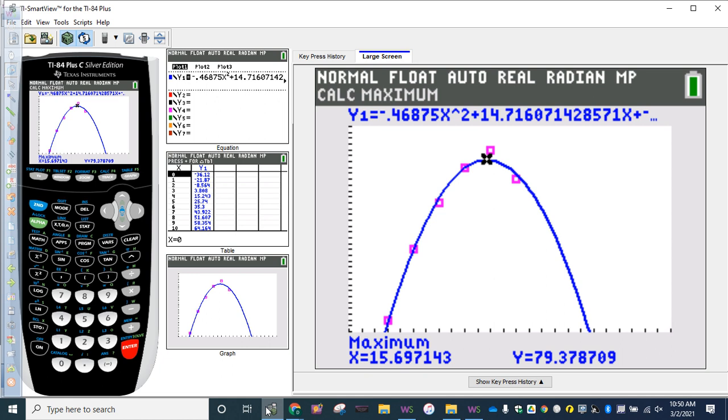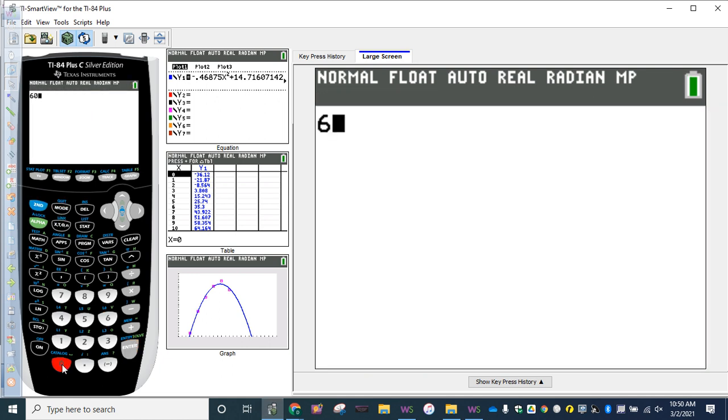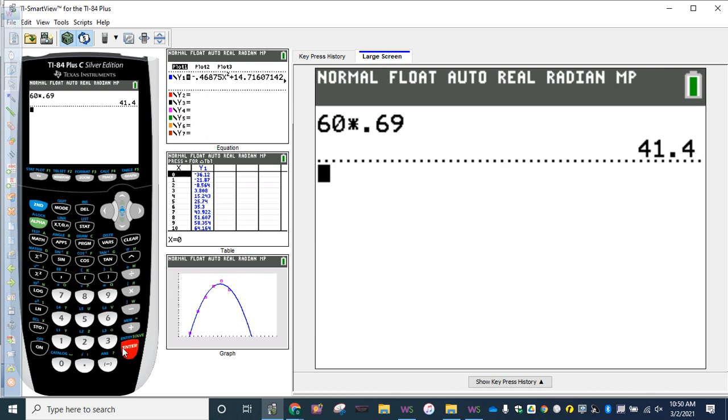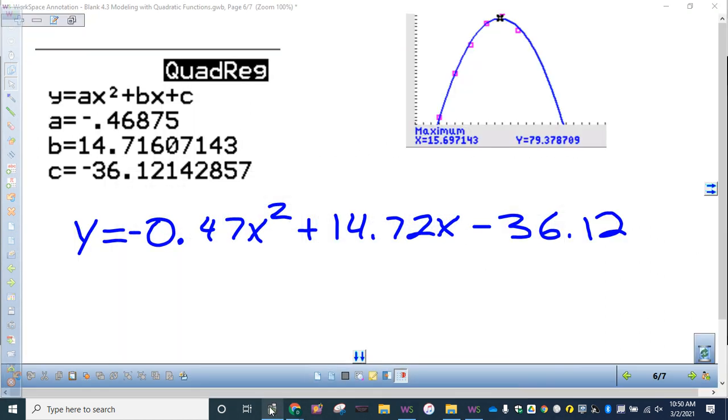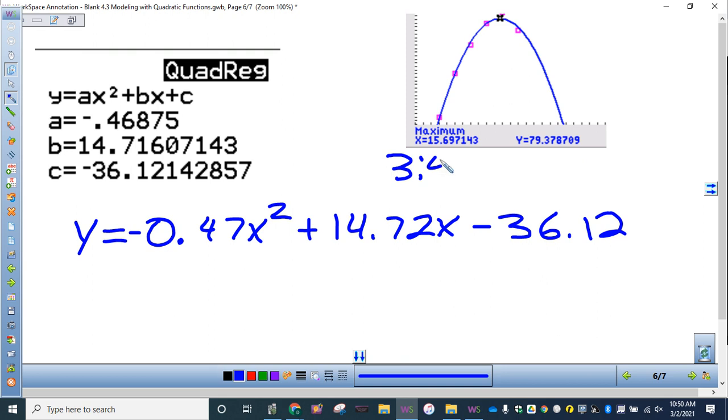You want to know exactly? This is how math teachers think. You're like, no, I don't, Mr. Evans. We'll do it times 0.69 for good measure as well. 60 minutes times 0.69, it was 3:41. At 3:41 p.m., it'll be 79 degrees. You don't have to do that, but 3:41 p.m., 79 degrees.